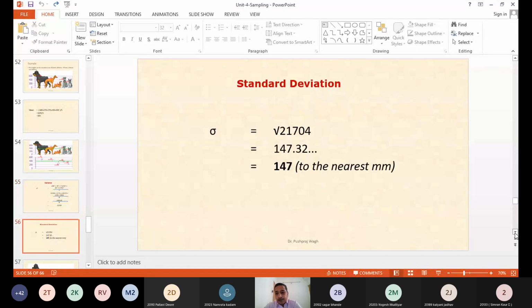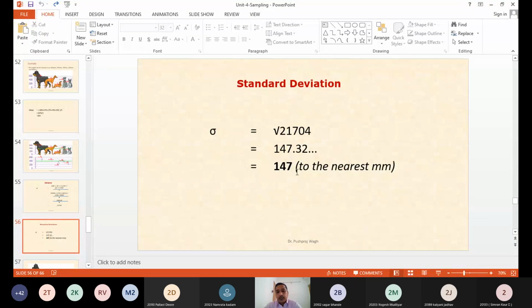Now we will calculate the standard deviation. Standard deviation, as per our discussion, is denoted by sigma, and it is the square root of variance. So simply, if we take the square root of this number, 21,704, which we have got as a variance, we will get the standard deviation, that is 147.3. We will take the nearest value, that is 147, as a round figure, and that is the standard deviation for this particular group.